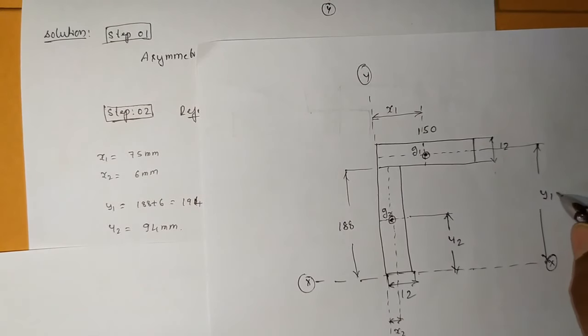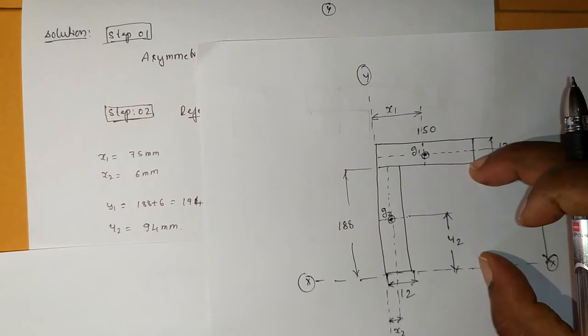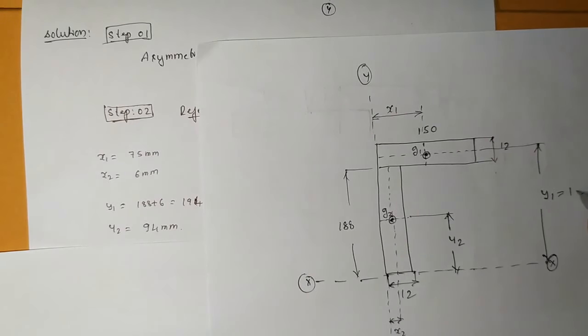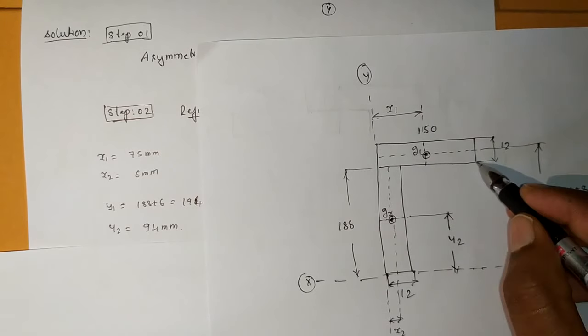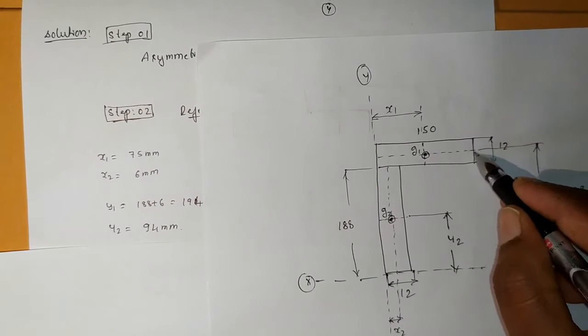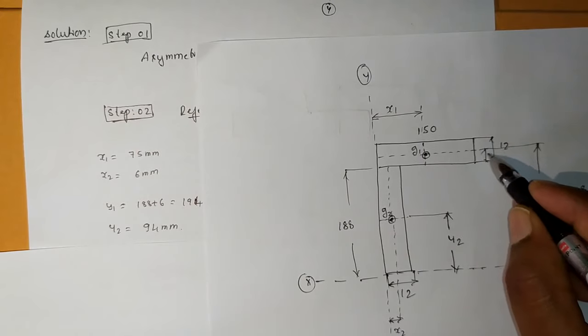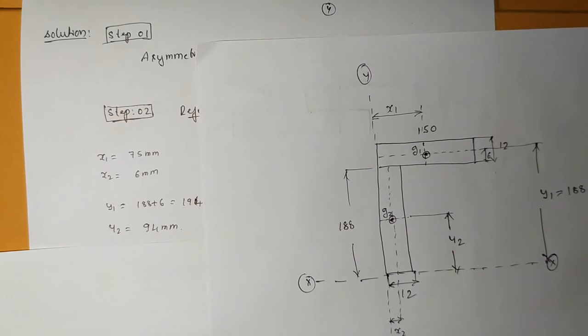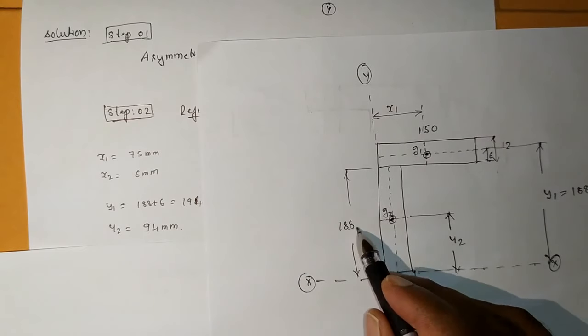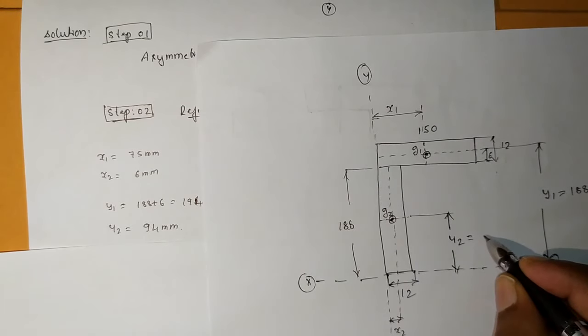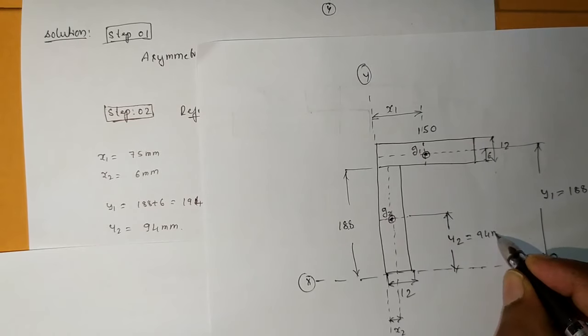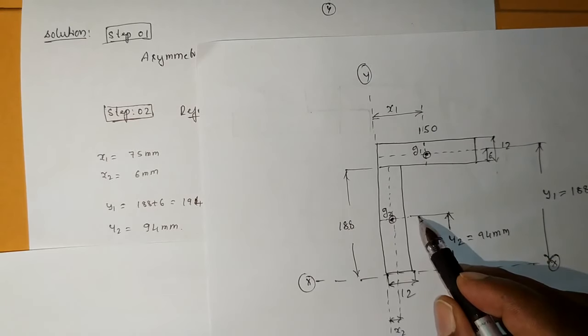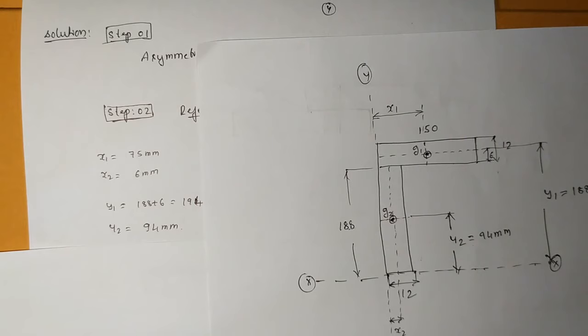Now the y1 distance. What is y1? 188 mm plus 6 mm. 188 mm from this point to this point, plus 6 mm. That is 194 mm. What is y2? 188 by 2, that is 94 mm. That's it.